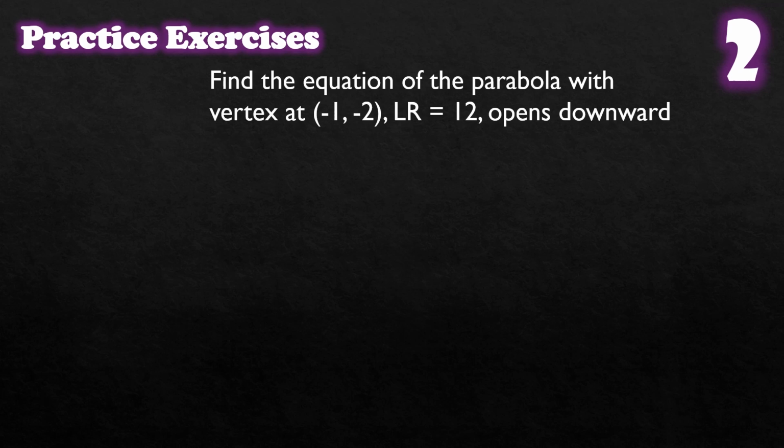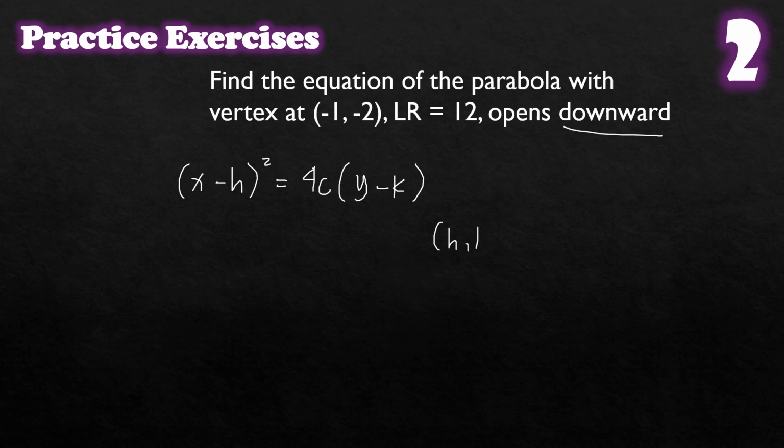Since the parabola opens downward, then we have the standard form of the equation as (x - h)^2 = 4c(y - k). The vertex is at (-1, -2). Therefore, the vertex (h, k) is at (-1, -2). The length of latus rectum for c is equal to 12. And it opens downward, then c is less than 0.